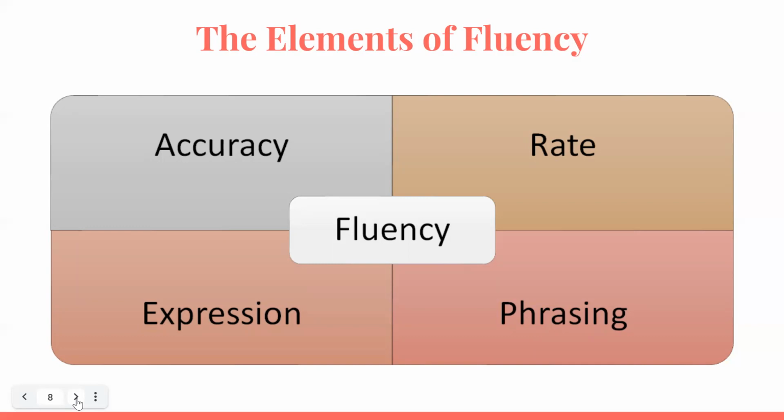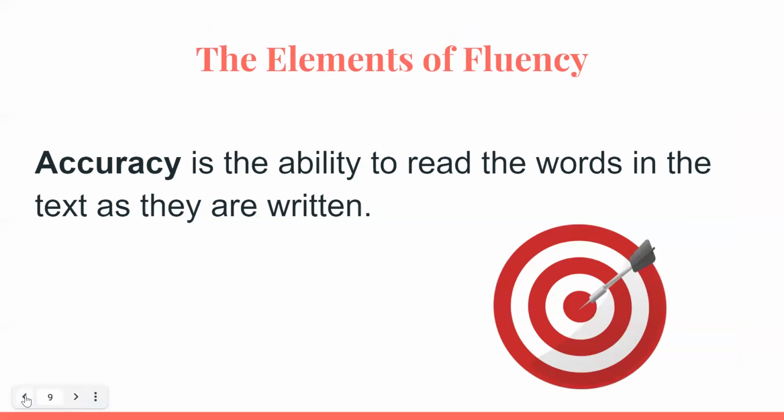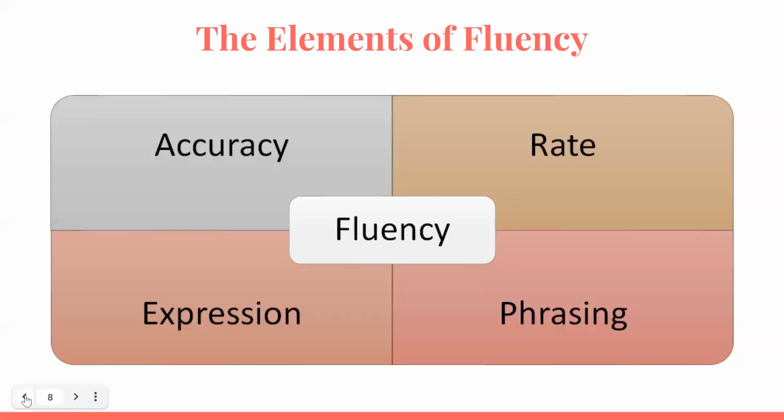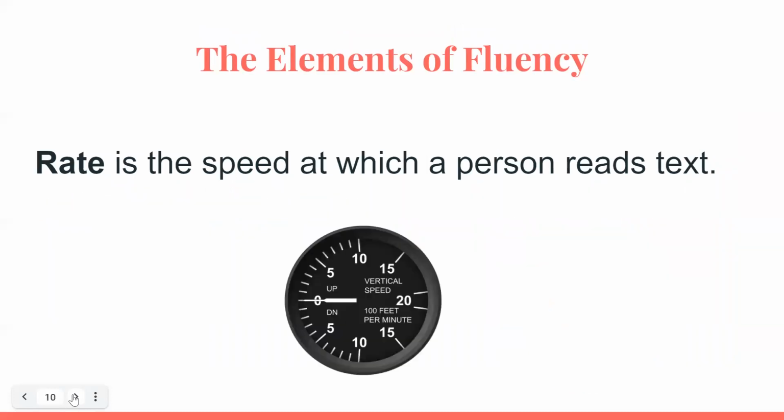So that being said, let's look at our 4 areas. We've got accuracy, rate, expression, and phrasing. Accuracy is the ability to read the words in the text as they are written. So the goal of accurate reading is automatic and effortless word recognition: no decoding, no word solving, just reading.